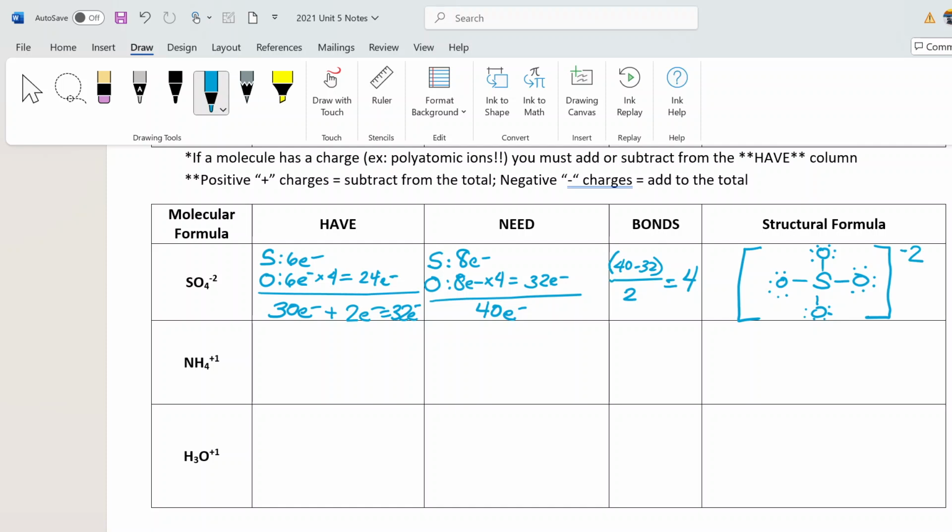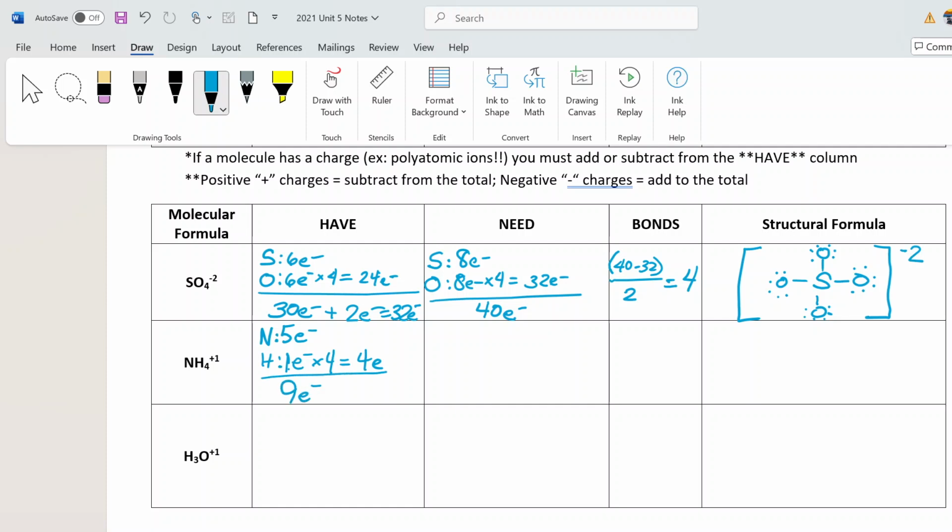All right. So you notice that when we have negative, we add electrons. This one we have a positive charge, so we're going to subtract electrons from the have column and the have column only. Nitrogen is in group 5 on the periodic table. It has 5 valence electrons. Hydrogen is in group 1 on the periodic table, and I have 4 of them, so I get 4 electrons there for a total of 9 electrons.